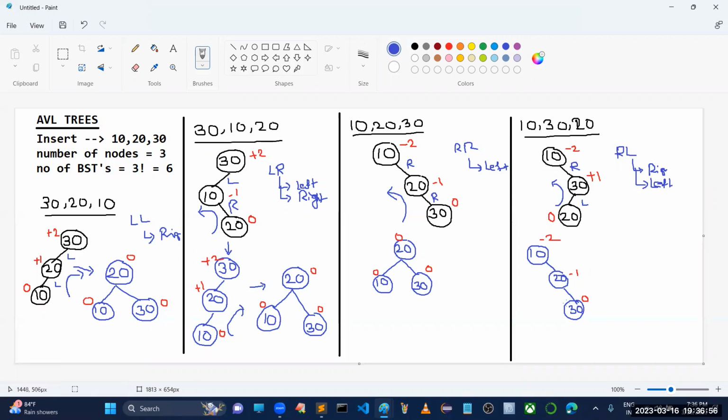In this case, if you do a left rotation like this, sir, what will happen? It is a right rotation. I think in this direction we have to take. So now here, if you rotate like this, then your 20 will become the root node. Left subtree will become 10. Right subtree will become 30. So what about the balance factors? Your balance factor will become 0, so 0 and then 0.